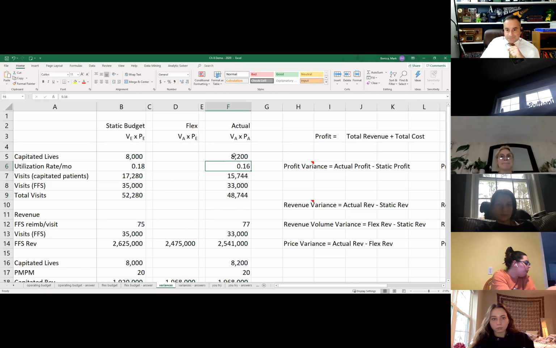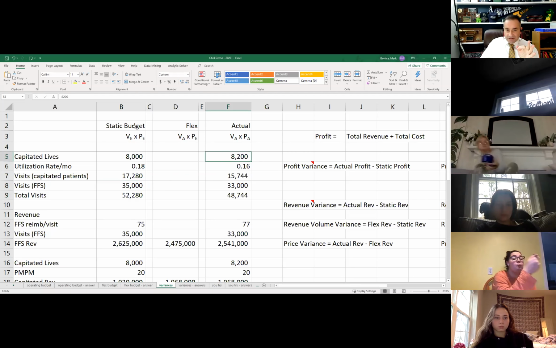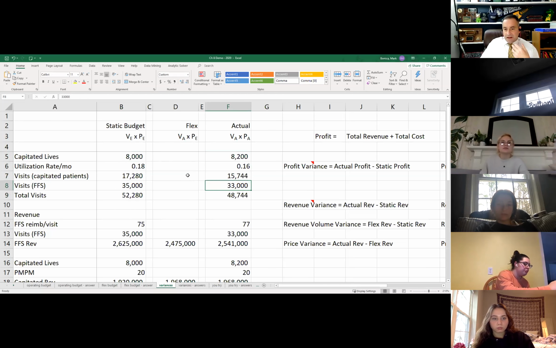Now over here on the right, we have the actual column, and this is where we're putting in what we know after the fact. So the static budget is what we think is going to happen, our estimates going into the year. If our fiscal year starts January 1st, this static budget is probably finalized in early December by the board. The actual is going to be the actual number of capitated lives we had, the actual utilization rate, as a result, the actual number of capitated visits, and then the actual number of fee-for-service visits. We're not going to know that until after the end of the year. So we have our estimate, and then we have our actual.